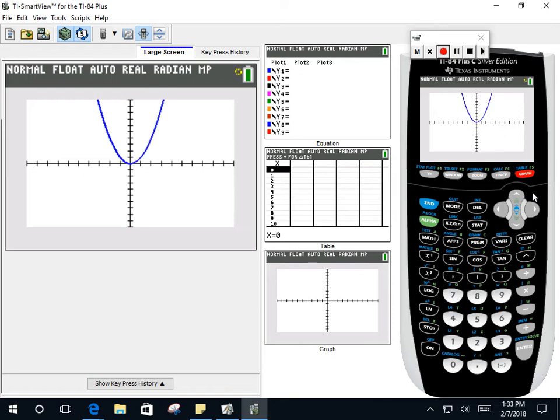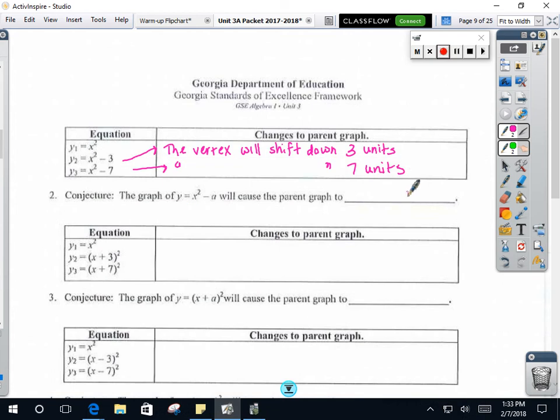Okay, there's y equals x squared. That's the parent function. And then there's y equals x squared minus 3. The vertex just shifted down 3 units. And then there's y equals x squared minus 7. The vertex is now down 7 units from the origin. Okay? So the conjecture is that the graph of y equals x squared minus a will cause the parent graph to shift down a units.